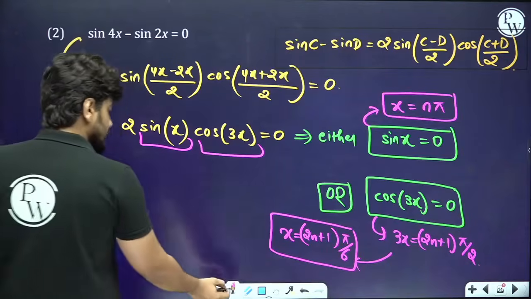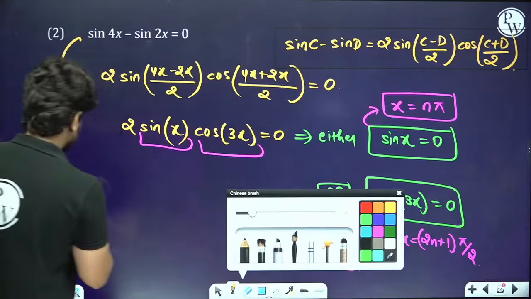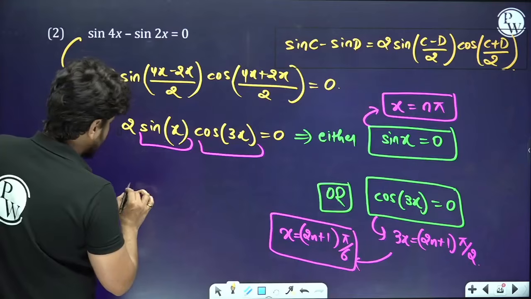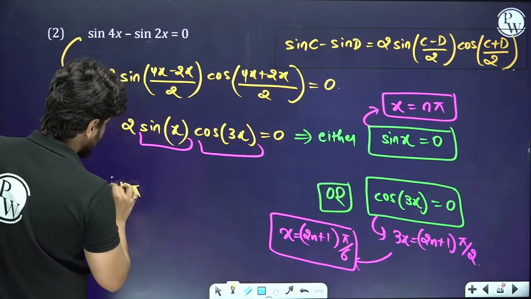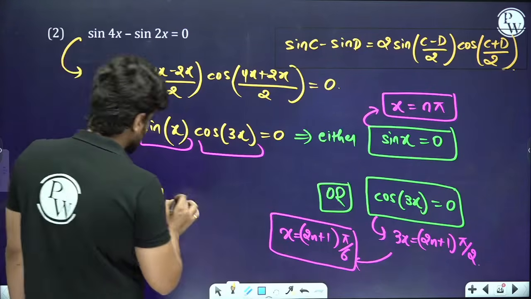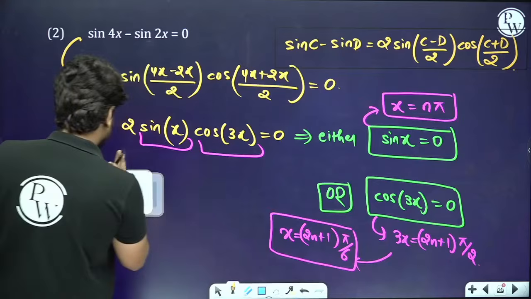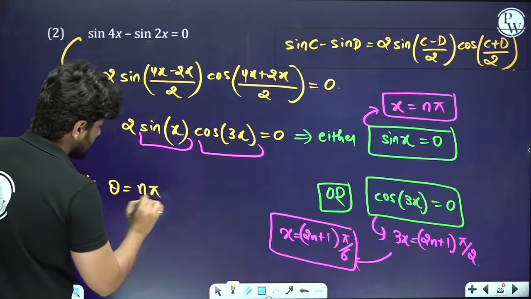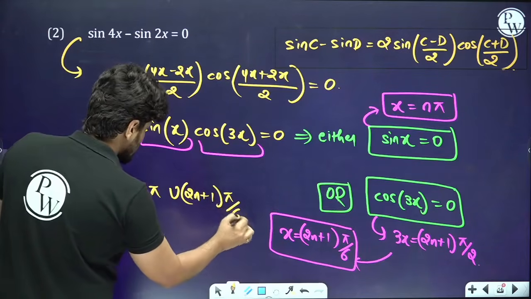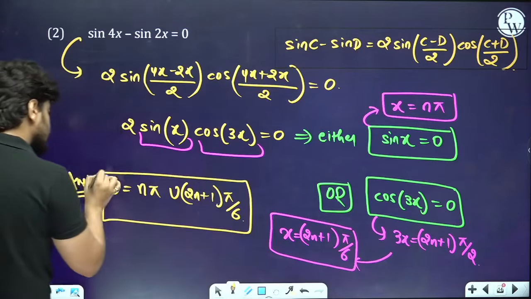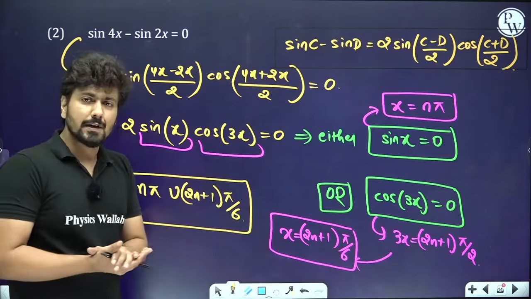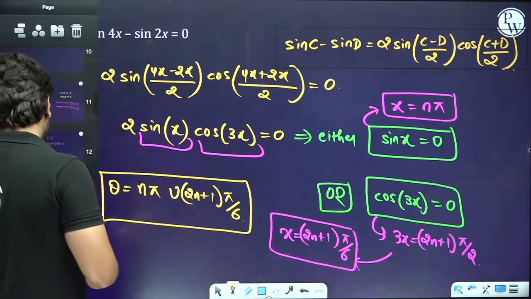So our final answer is going to be x is equal to n pi union, integral multiple of pi, taking its union with 2n plus 1 times pi by 6. We can write it like this: x is equal to n pi union 2n plus 1 times pi by 6. So this is our final answer for this question. We are getting integral multiples of pi as well as these solutions. Are we clear about this? Okay, now moving ahead.